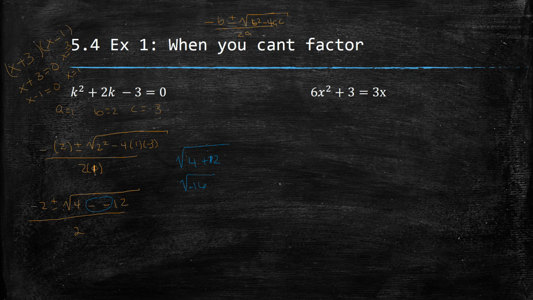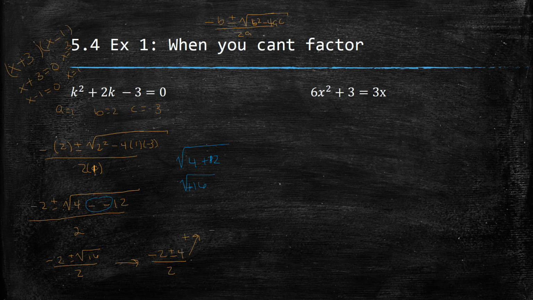Okay, so that's a positive number, so you know that we're going to have two real solutions. So positive. So let's continue. So we have -2 plus or minus the square root of 16 over 2, which is -2 plus or minus 4 over 2. Now this is where you get your two solutions.